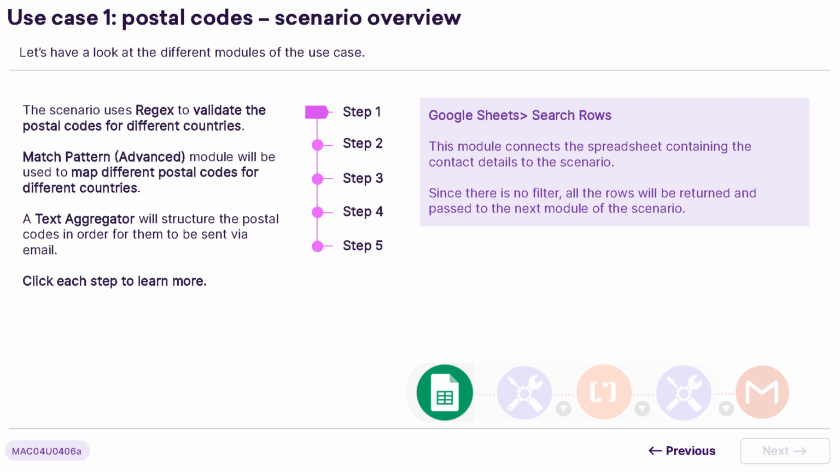Connecting everything is the Google Sheets Search Rows module, which acts as the entry point for our data. By accessing a spreadsheet filled with contact information, all details flow seamlessly into the system without any filters. This broad approach ensures that no data is overlooked, setting the stage for accurate postal code validation.